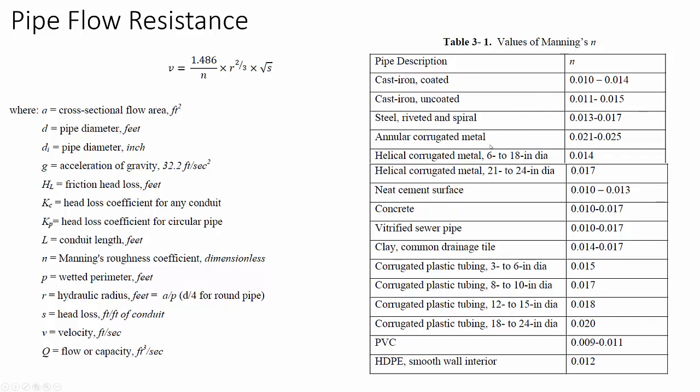Notice that we have Manning's N from 0.01 to 0.009, very low Manning's N. So smoother surfaces have lower Manning's N. The rougher surfaces have a higher Manning's N. Compared to overland flow, these are very low Manning's N's because these are materials designed and manufactured for the transmission of water.